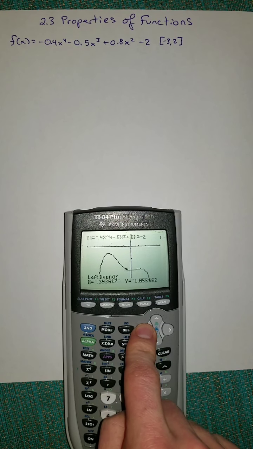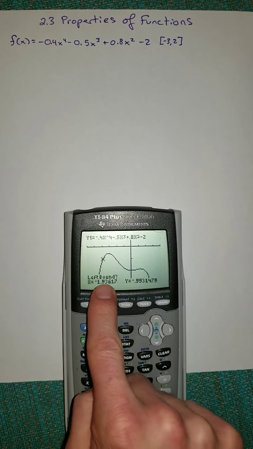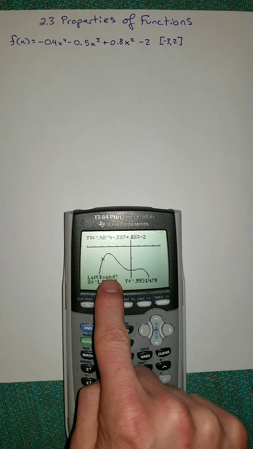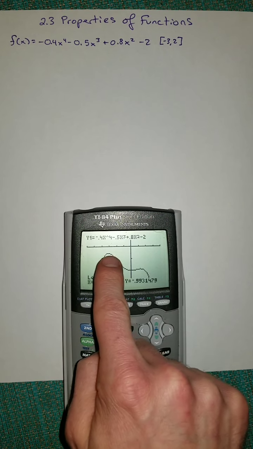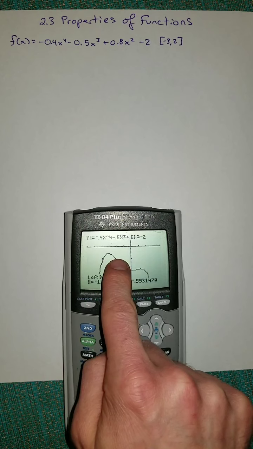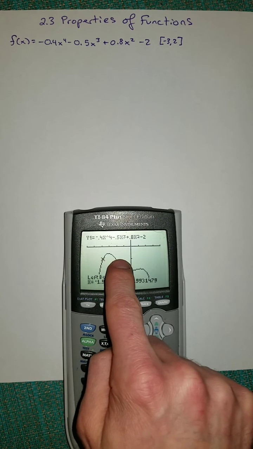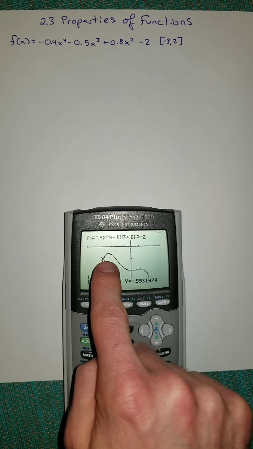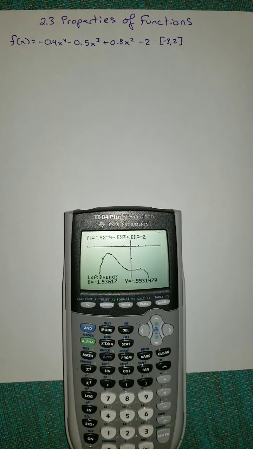We'll go left to right. I have to hit the left arrow until it gets over there. Okay, so here's what we need. It's going to ask me for a left bound. What does that mean? Well, a left bound, it wants me to surround the local maximum with an interval. Remember, a definition of a local max requires us to have an interval around that point. And so I just need to put an interval on here that contains the local max.